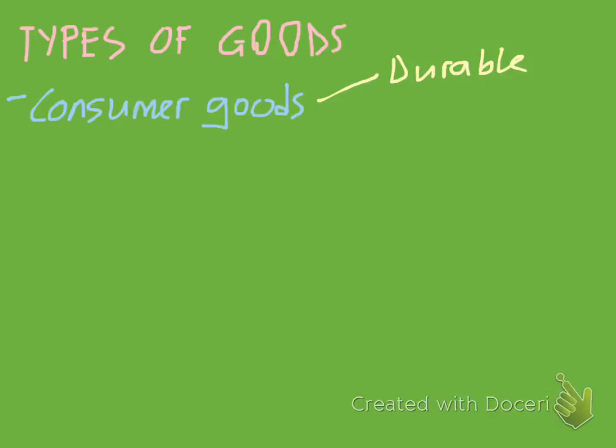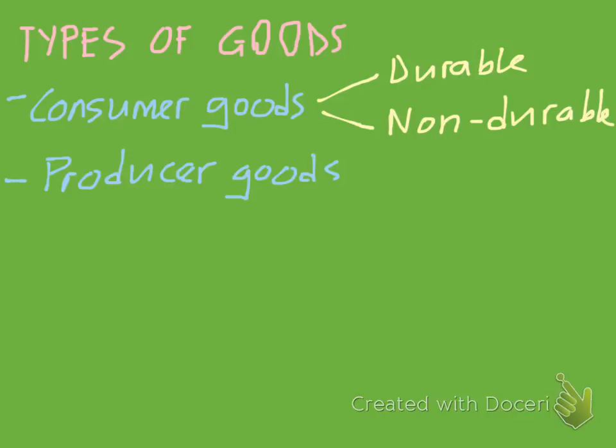Examples are electric appliances like fridges, books, houses, while non-durable consumer goods are consumer goods which diminish as we use them, which are destroyed in the production process, like food, drinks, cigarette, chalk. So the next type of goods are producer goods.